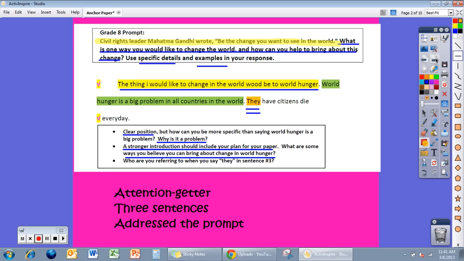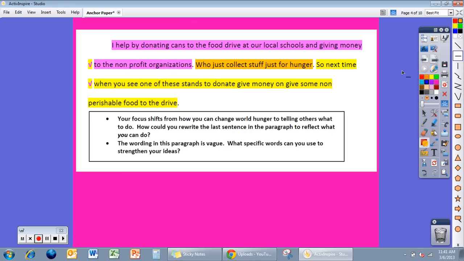Okay, so there's our prompt. We're going to go back. Now in this paragraph, let's read it. "I help by donating cans to the food drive at our local schools and giving money to the nonprofit organizations who just collect stuff for hunger. So next time when you see one of these stands, donate, give money or give some non-perishable food to the drive." Okay, well, clearly some usage problems here, but let's talk about the content.